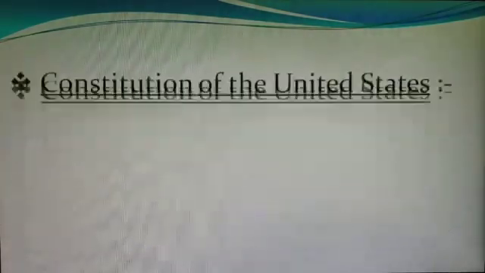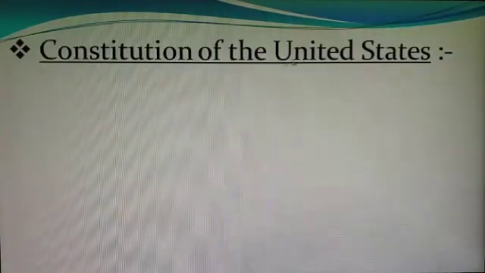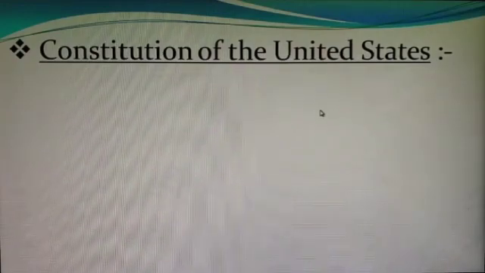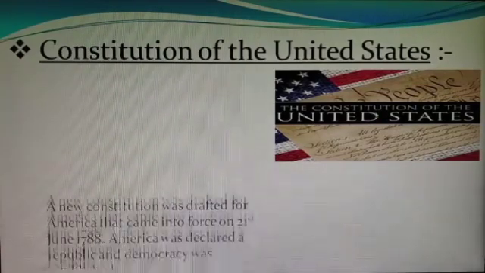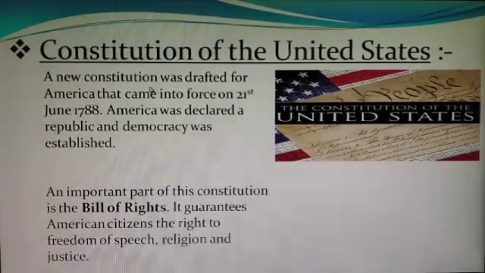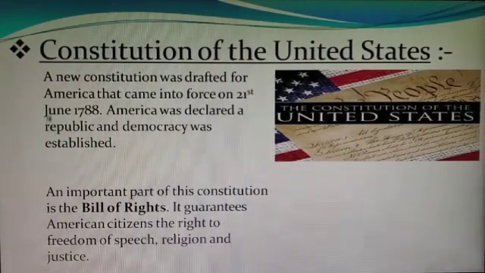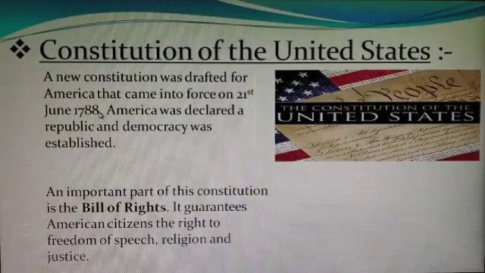Now, the Constitution of United States, a very important thing that was written. You see, this is the Constitution of United States. A new constitution was drafted for America that came into force on 21st June 1788. America was declared a republic and democracy was established.